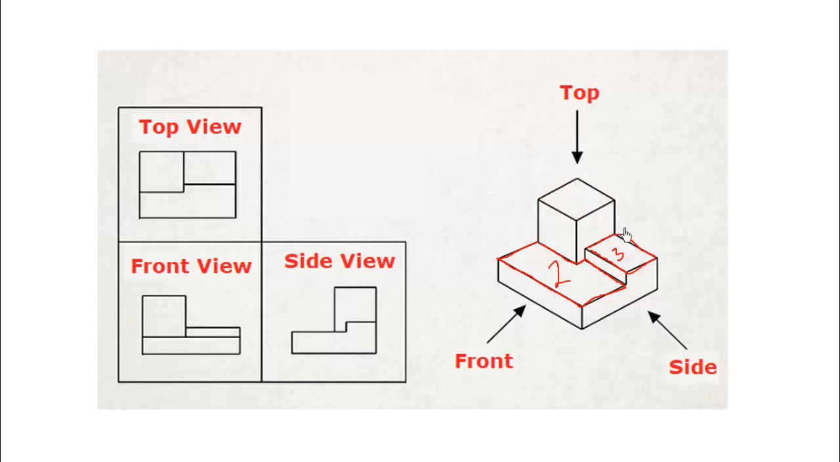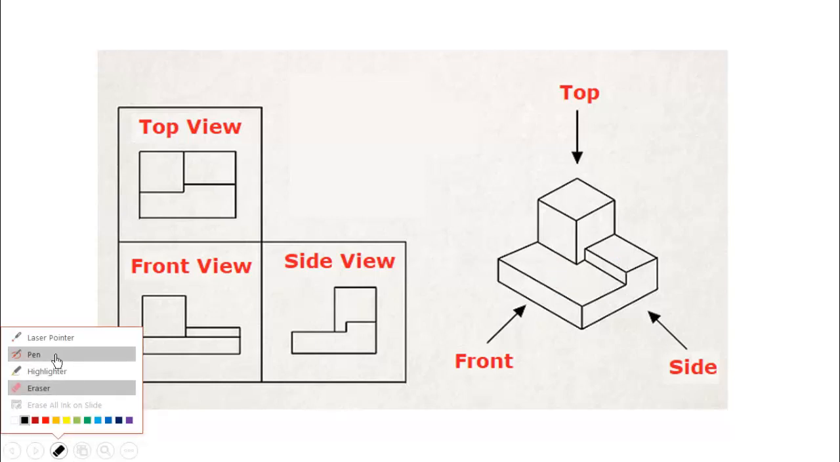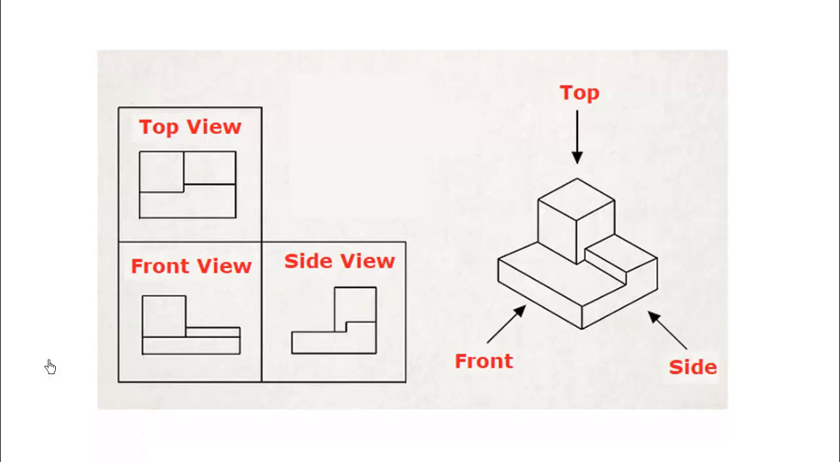I'm erasing this so that no confusion will be created. If somebody is having any difficulty in understanding the top view, side view or front view, that will also be cleared in this video. Now we'll see the front side. So from the front side, what are the parts that will be visible?